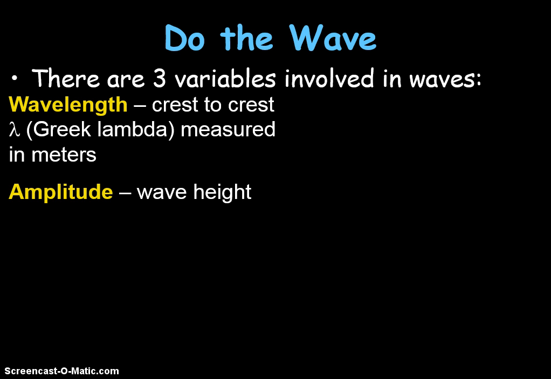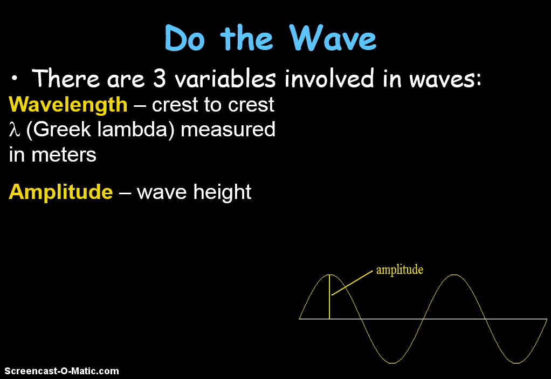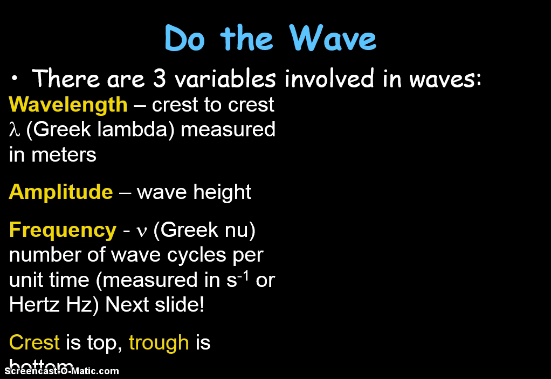So the second variable in a wave is its amplitude. We're not going to be using amplitude in our class. It's not part of the formula that we're working with, but I did show it here labeled just so you knew what amplitude was. And then finally, the last one is called frequency. And frequency, we use the Greek letter nu. It basically looks like a V.